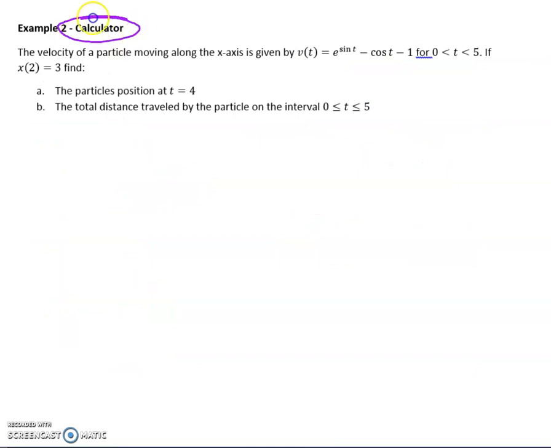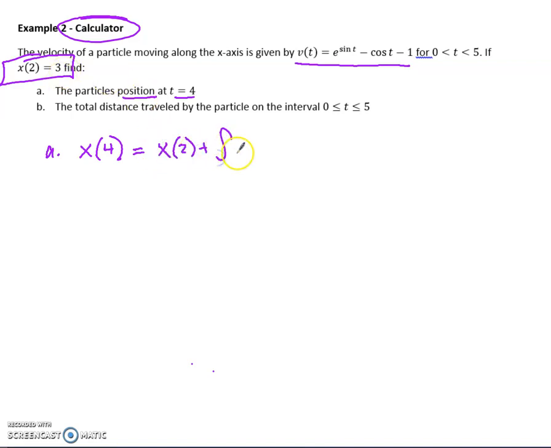All right, in the second example, we're going to be able to use our calculator, and we have the velocity of a particle given by this. Obviously, this is why we're using our calculator, and we know that x of 2 is 3, so that's an initial position. So let's start with part A. We want the position at 4. Let's write out what that looks like. I want the position at 4, and if I want the position, then I need a starting point, which I have, x of 2, and then I need the rest of the stuff from 2 to 4. So I'm going to do the integral of my velocity.